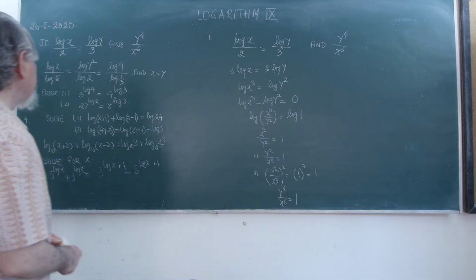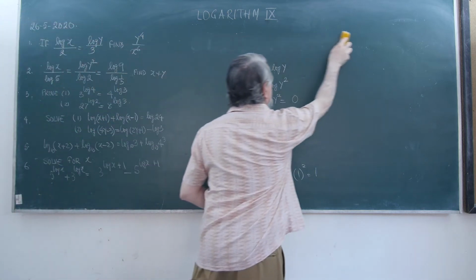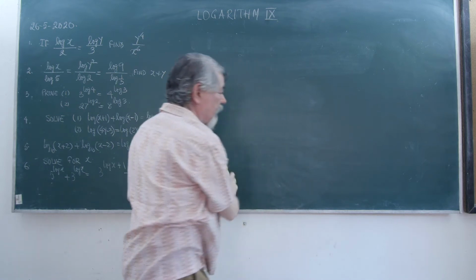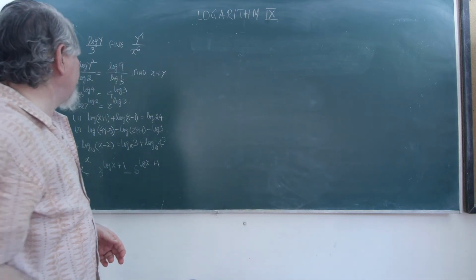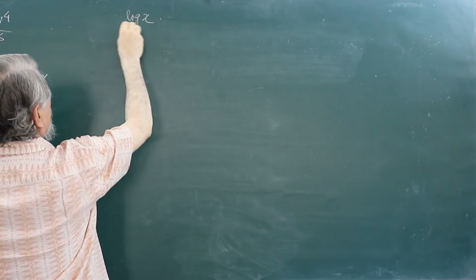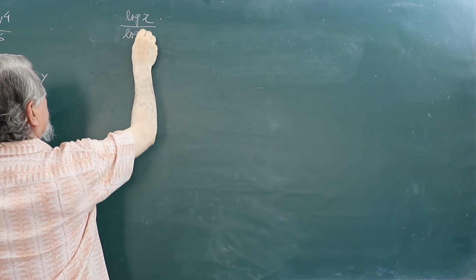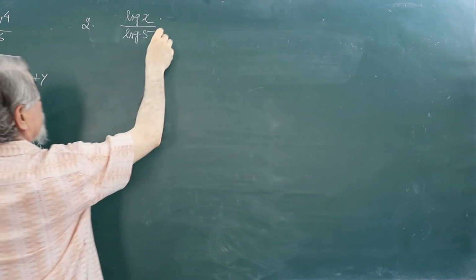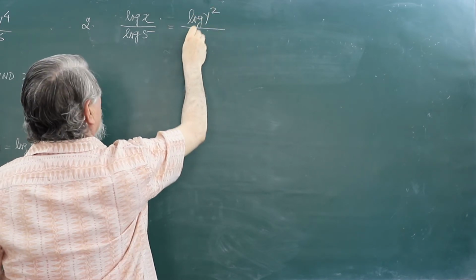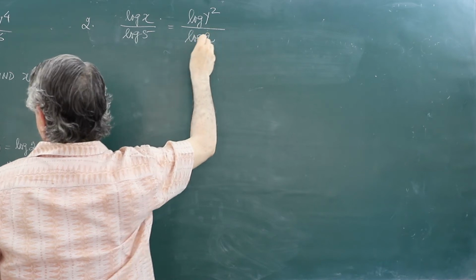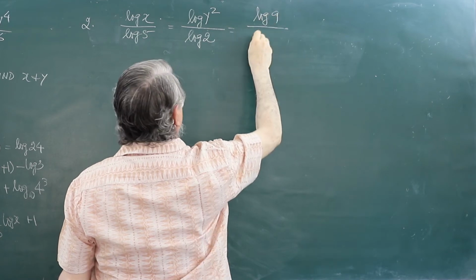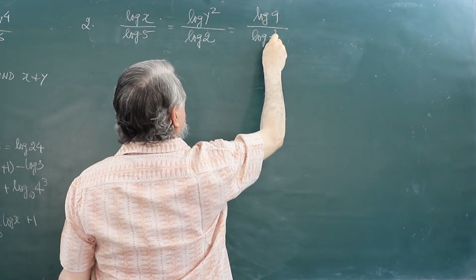Now let us see question number 2. In question number 2, we have to calculate two values, x and y, I think. Yes. He has given you log x upon log 5 is equal to log y square upon log 2 is equal to log 9 upon log 1 upon 3.